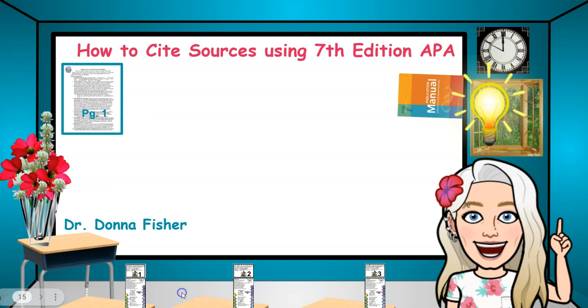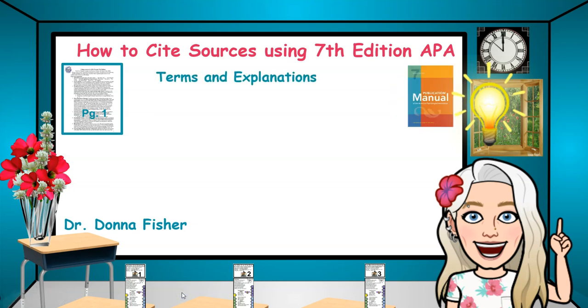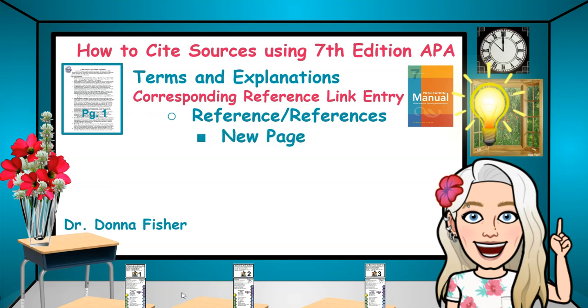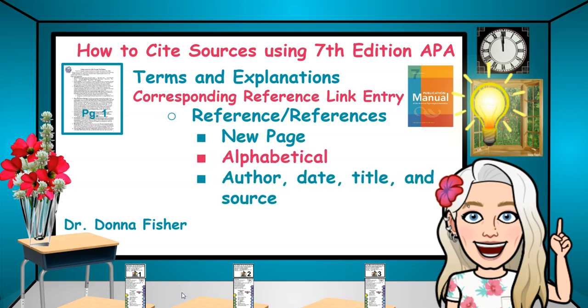A separate section titled References for one source listed, or References for two or more sources. So now we're looking at the corresponding reference list entry. The list is in alphabetical order at the end of the paper. Each reference list entry provides the author, date, title, and source of the reference cited in the paper and enables the reader to identify and retrieve the work.